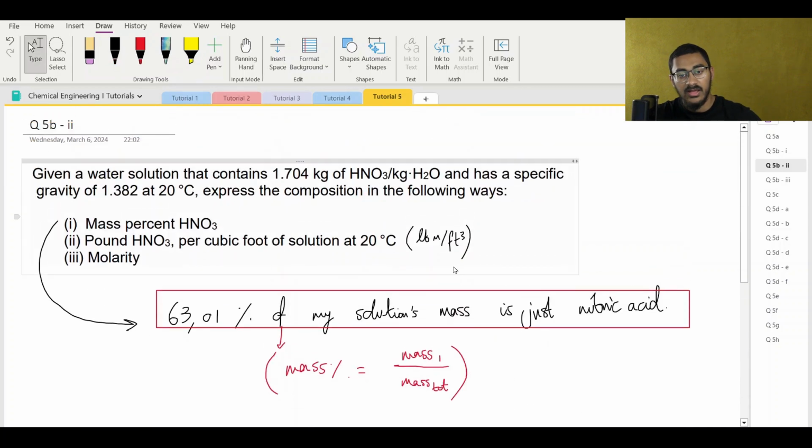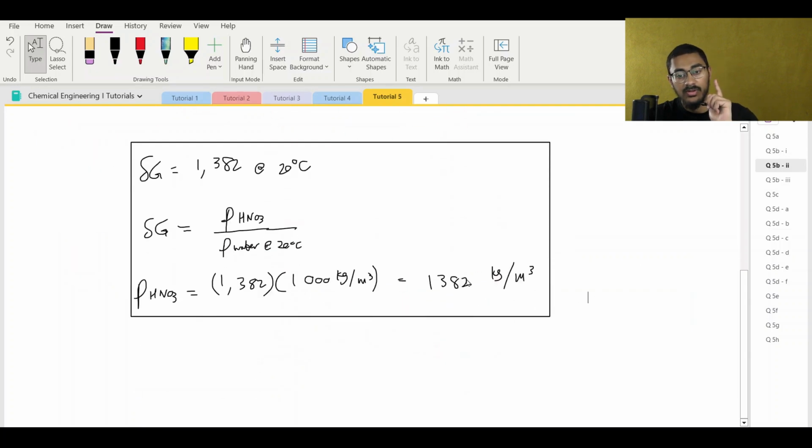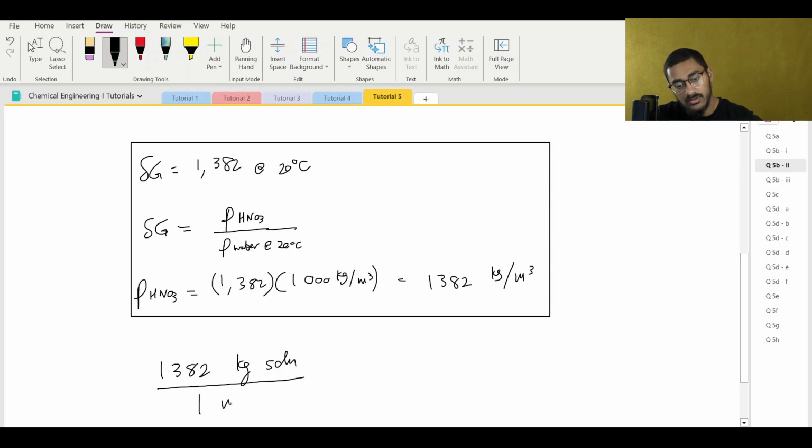Okay. Now that I've got the density, they want me to express pound mass, but not pound mass of solution. Remember, this is kilograms of solution per cubic meter of solution. They want mass of nitric acid. So what I'm going to do is say, all right, I can express the composition in the following way. I know that I've got 1382 kilograms of solution for every 1 cubic meter of solution.